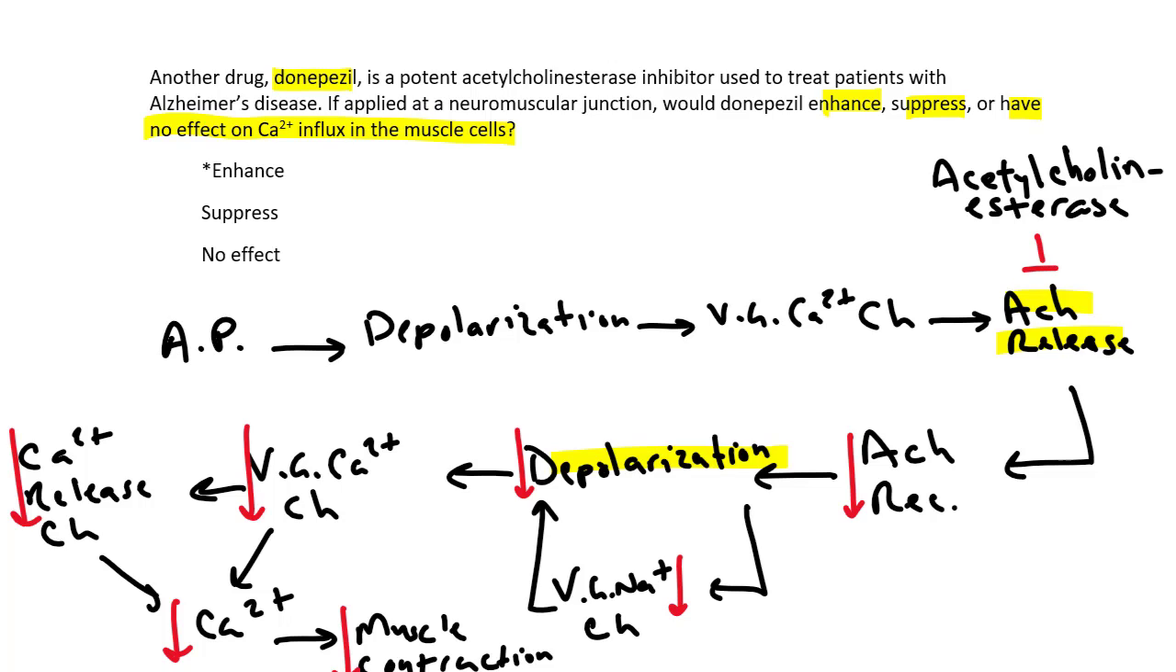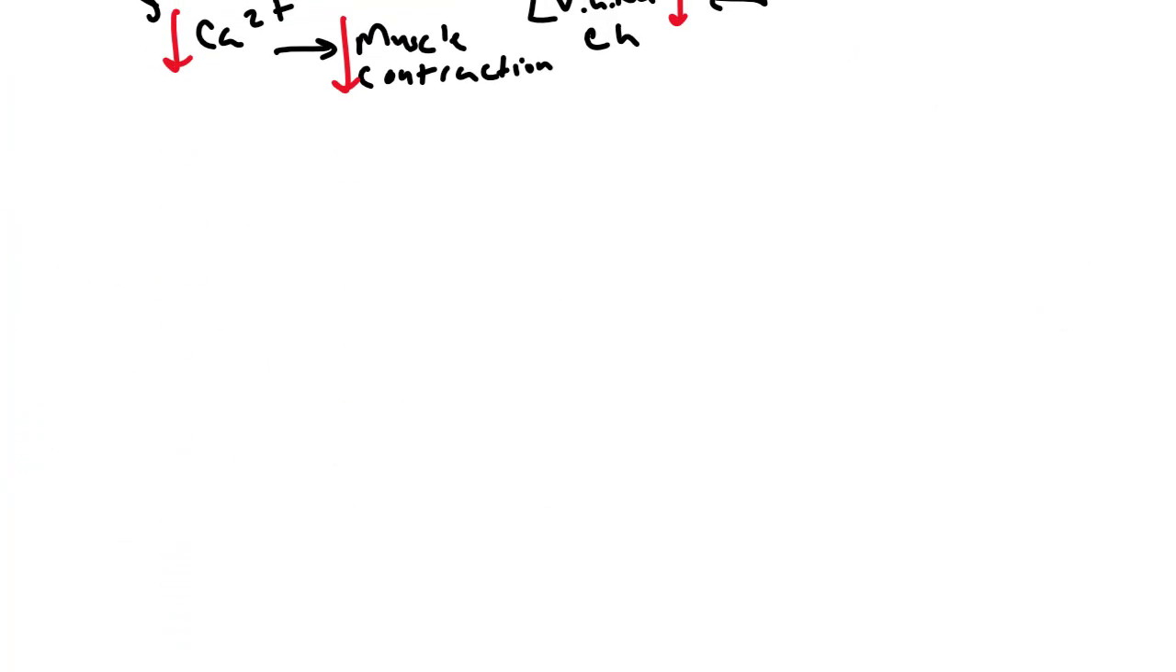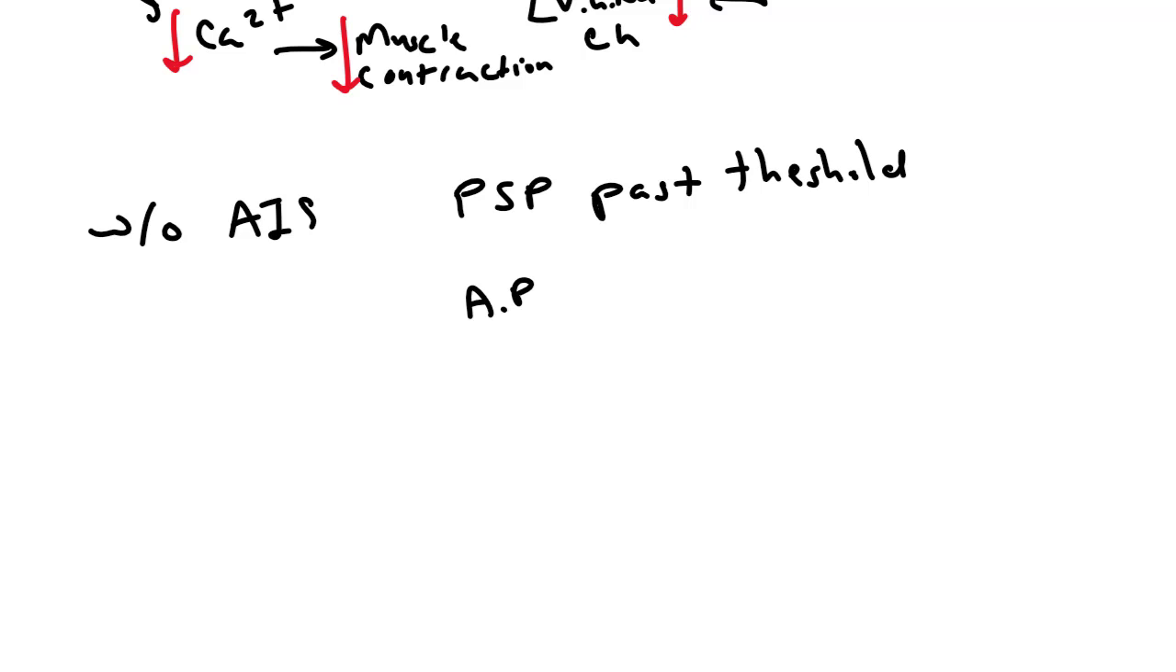upstream events happening unchanged. Now the next thing I want to talk about is that without the AIS, what will happen is as long as the PSP is past threshold, action potential is being fired at max frequency for that neuron. So you have to sort of keep that in mind, what the AIS is doing.